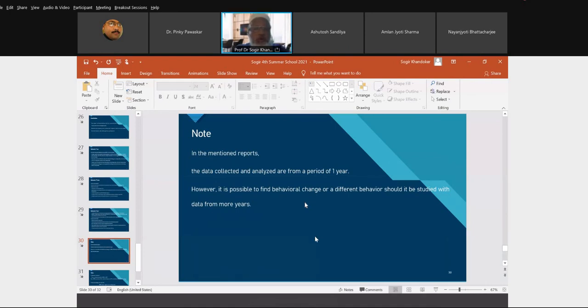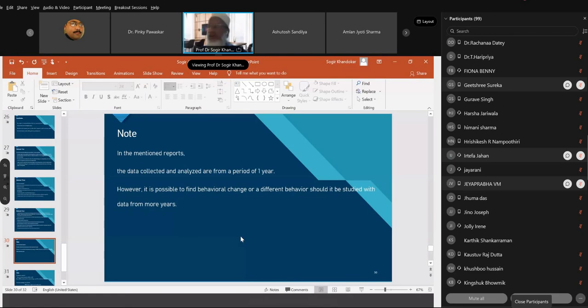In the mentioned report, the data collected and analyzed are from a period of 1 year. However, it is possible to find a behavior change, or a different behavior, if it is studied with data for more years. That means if we consider more data, then we can easily find out more about the behavior of investors. But actual behavior depends, I think, on other factors which we discussed in our previous behavioral finance lectures, and we will also discuss in the next lectures.